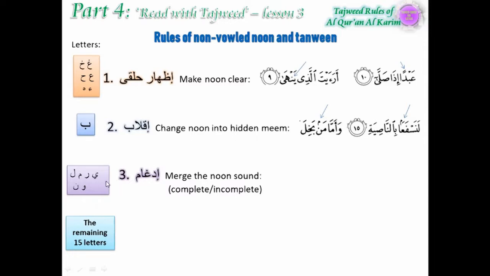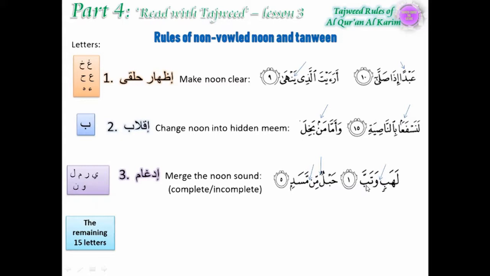Now we have the third rule of idgham. If the letters after noon as-saakinah happen to be ya, ra, mim, lam, waw, noon, then we will merge the noon sound. This is again categorized and subdivided into two categories. Inshallah, we look at them in detail when we look at this rule. Here we see the kasra tanween followed by the letter waw. So we will merge this and say it as lahabin wa tab. We merge this kasra tanween into the waw.